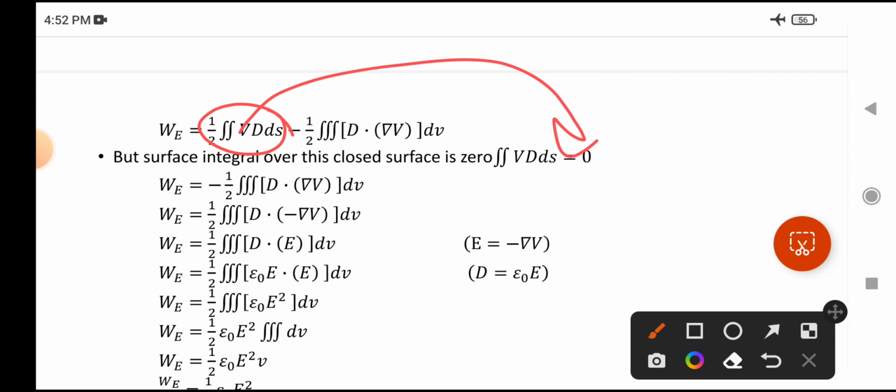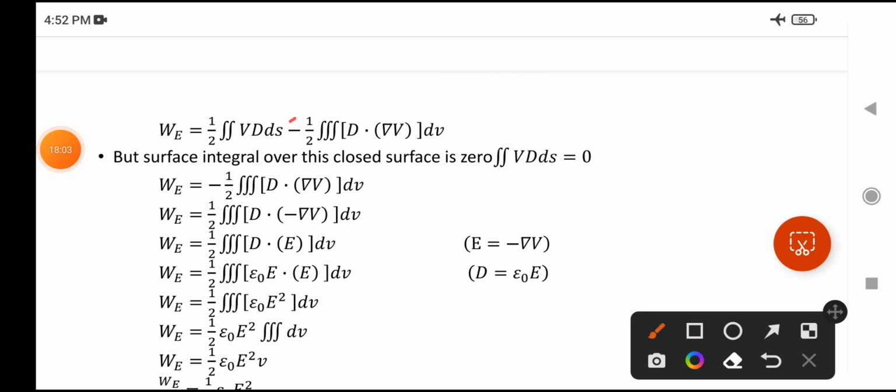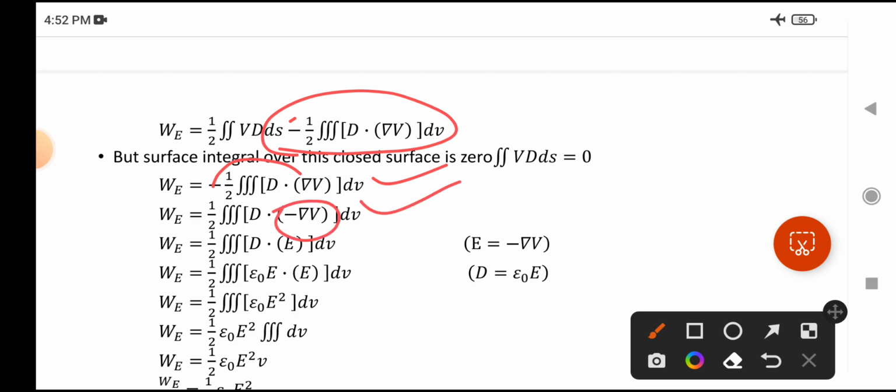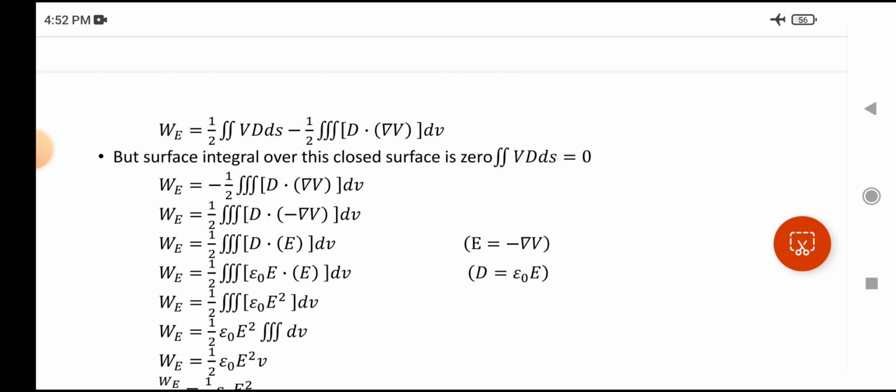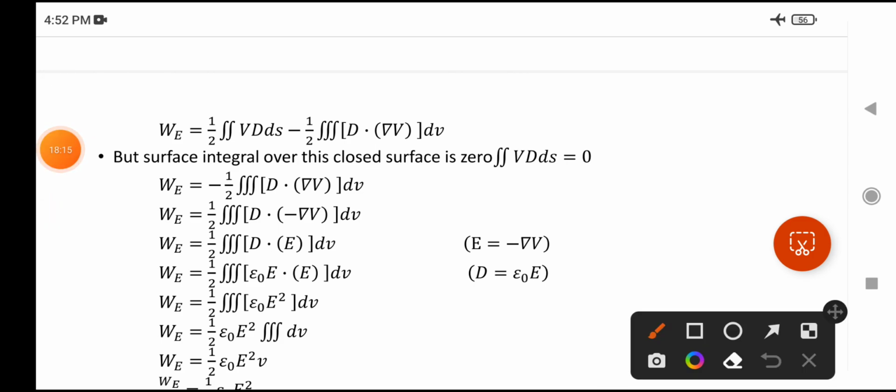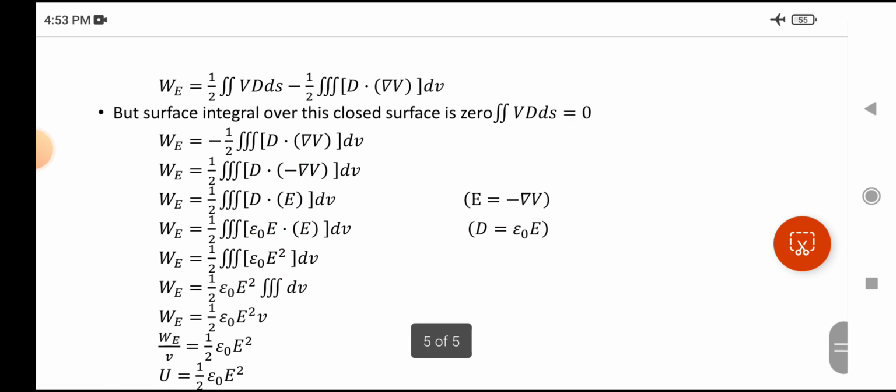Substitute the 0 value, then what do we get? We only get this one with minus, so minus with minus, only this term remains. So it is this, and write minus inside like this. Already we know the formula for this, so please watch the videos, all the videos are there. In the place of this, E is written, and D is there. D equals epsilon naught times E, so epsilon naught times E times E, that is epsilon naught E square.